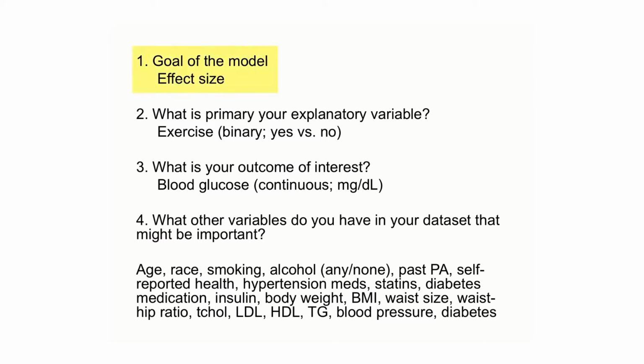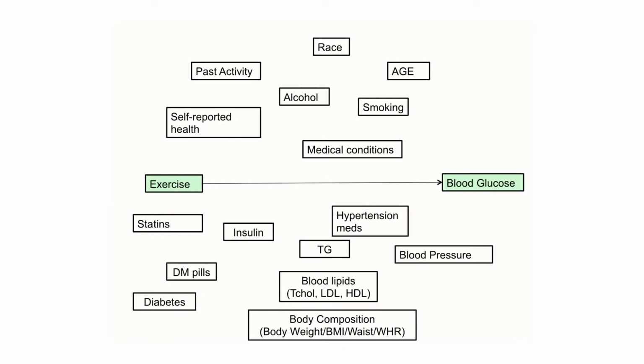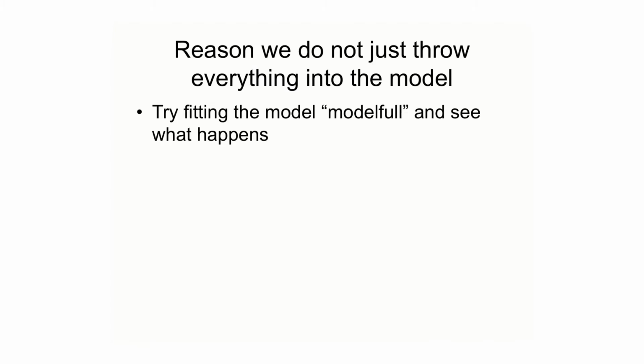So we're interested in the relationship between a single X and Y variable, so this is an effect size or comparative model. Our primary explanatory variable of interest is exercise, which is a binary variable. And our primary outcome is blood glucose, which is a continuous variable. So linear regression is appropriate to use here. And there are lots of variables in the dataset that could be potentially important to adjust for in our model. So we're interested in the relationship between exercise and blood glucose. So why don't we just include all available X variables in our model? Let's try fitting a model with all of these variables to see what happens.